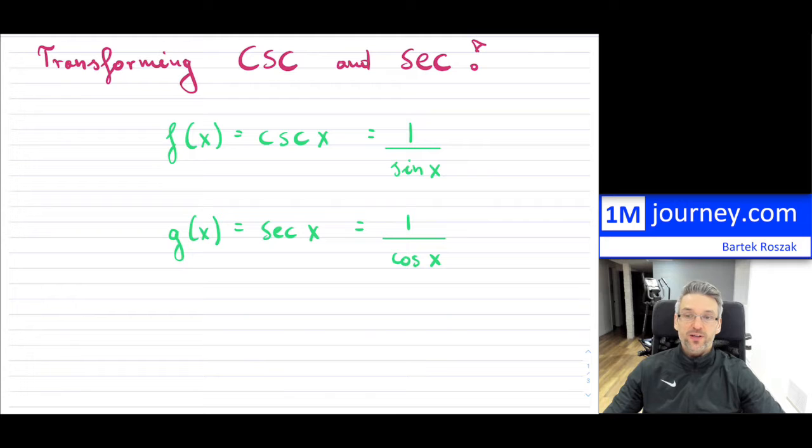But in here, I want to do one example. Now, it doesn't matter. We could have chosen secants or cosecants. We could even go into cotangents, but I'll just do one example to show you what to think about in these transformations. All right, so let's do it.